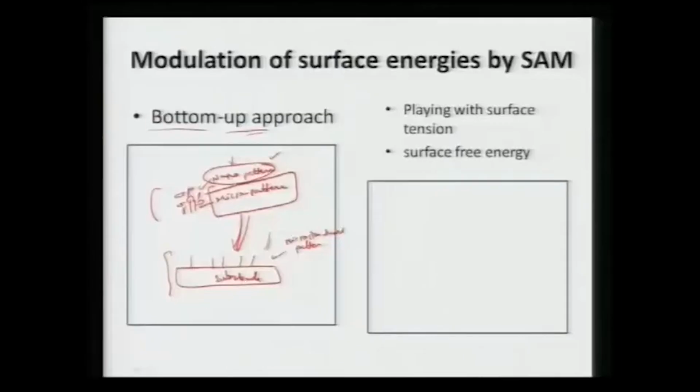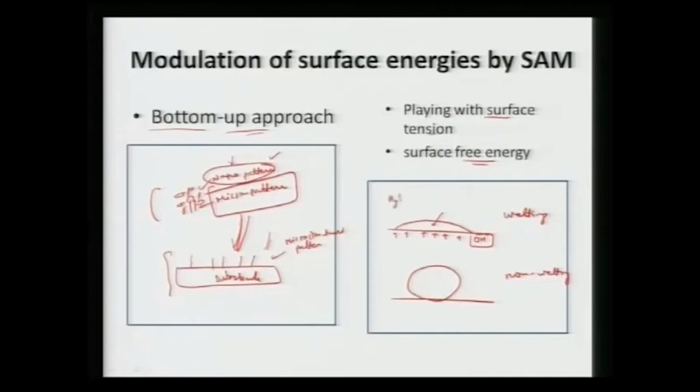And how can we utilize them? We can play either with the surface tension or with the surface free energy. In this case, if we play with the functional group, we can provide either complete wetting, so we can provide much more wetting to the surface, or we can also provide non-wetting to the surface. So, if we can control the functional groups to be, say, OH minus, then it has very high affinity for water. So, now we make the surface hydrophilic in nature.